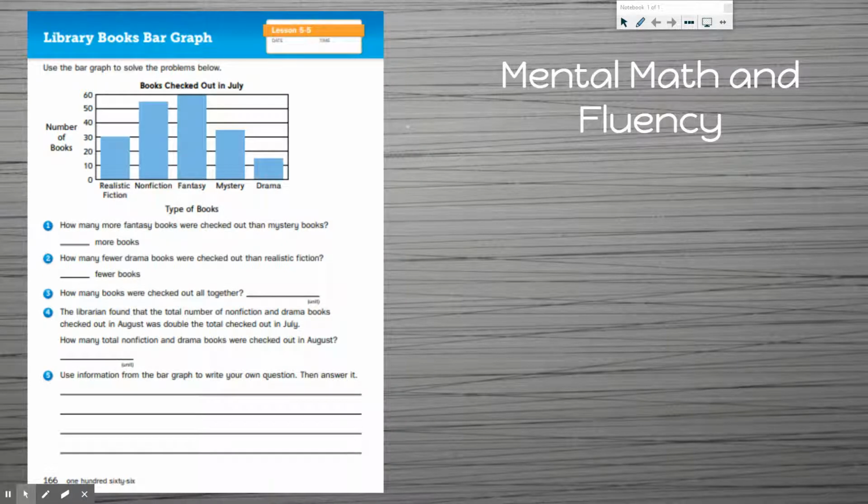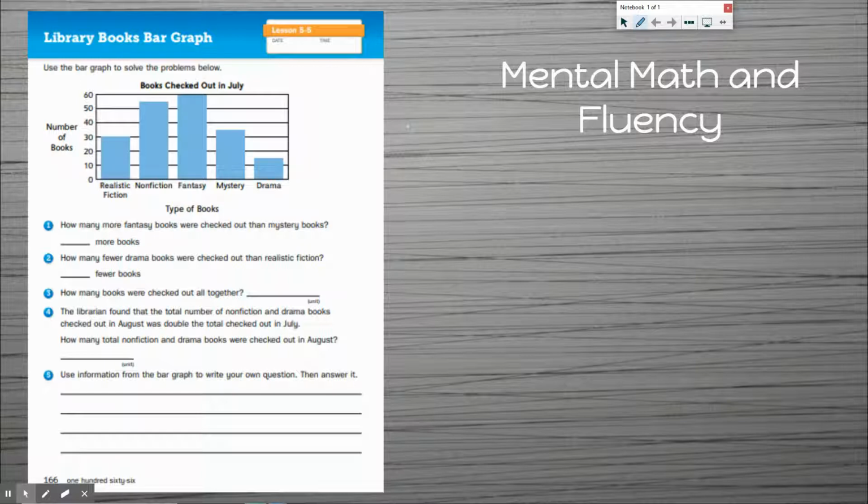So the first thing that I like to do when I use the bar graph is to write in the numbers that each of those bars are. That way I'm not getting confused or losing track of how much one thing is. So realistic fiction goes up to the 30, so this is 30. Nonfiction goes past the 50, but not to the 60, so we're going to call it 55. Fantasy goes up to 60. Mystery goes up to 30, but then not to 40, so we're going to call it 35. And drama goes past the 10, but not to 20, so we're going to call it 15.